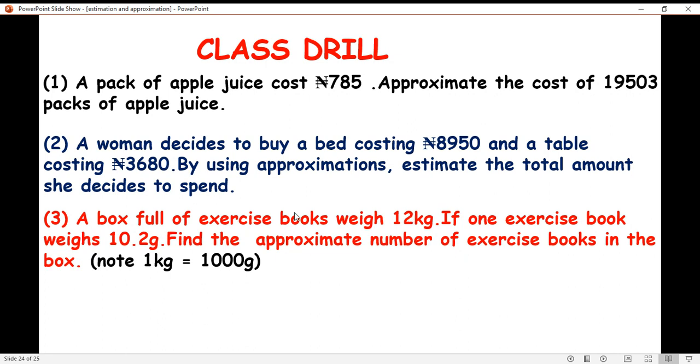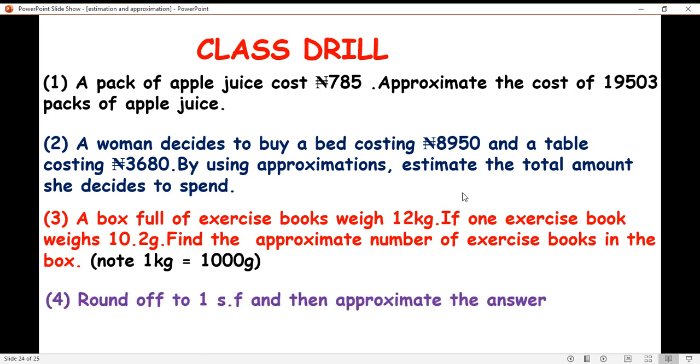That means you can't work with two different units, grams and kilogram. So convert this one to grams, which is 12,000 grams, while this one will now be 12.5 grams. In other words, you now find the approximate number of books. This one is already 12,000 grams. Then this one, you convert to the nearest gram, that means to the nearest whole number. Then now carry out division. So that is the question I want you to practice.